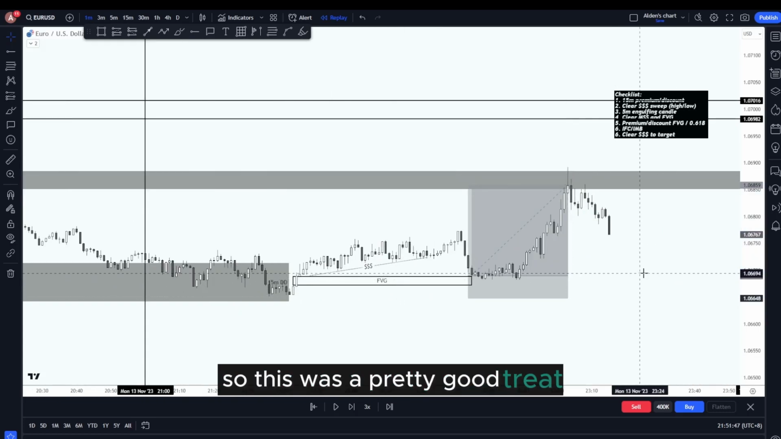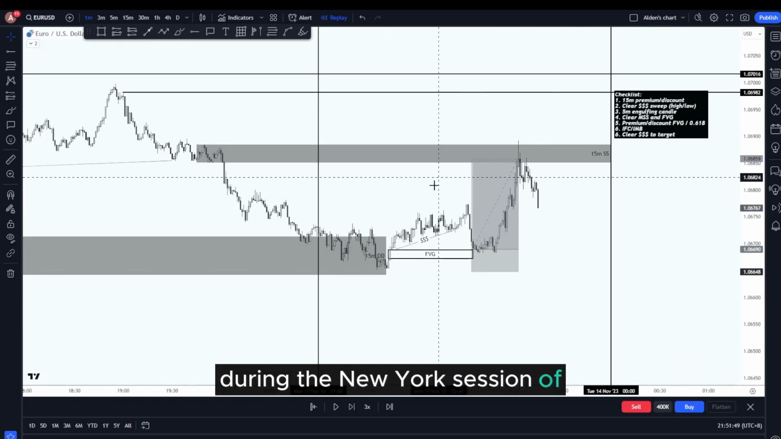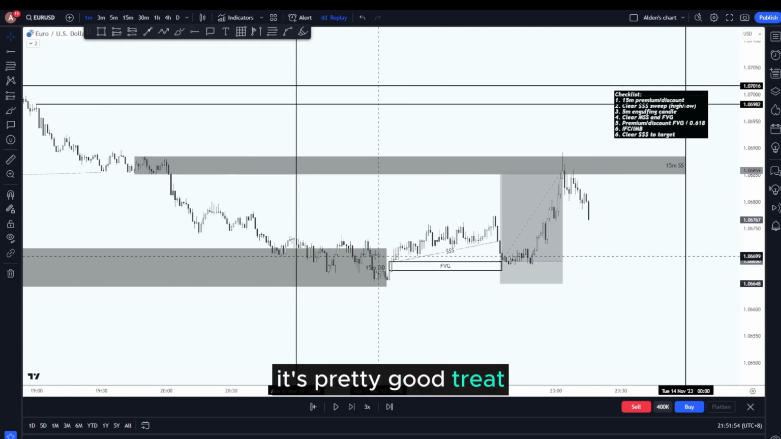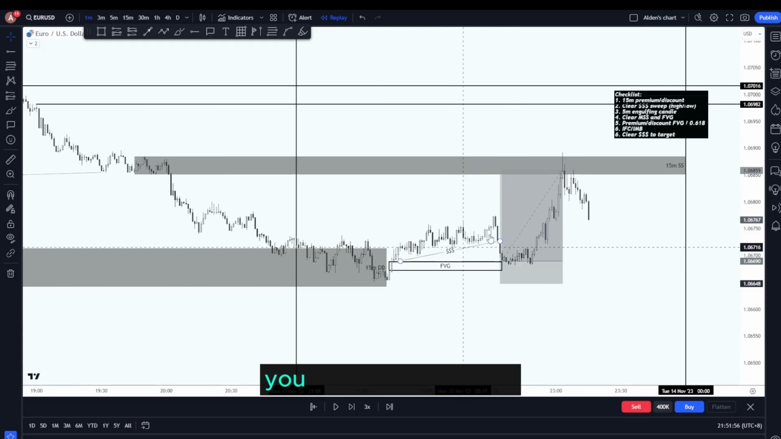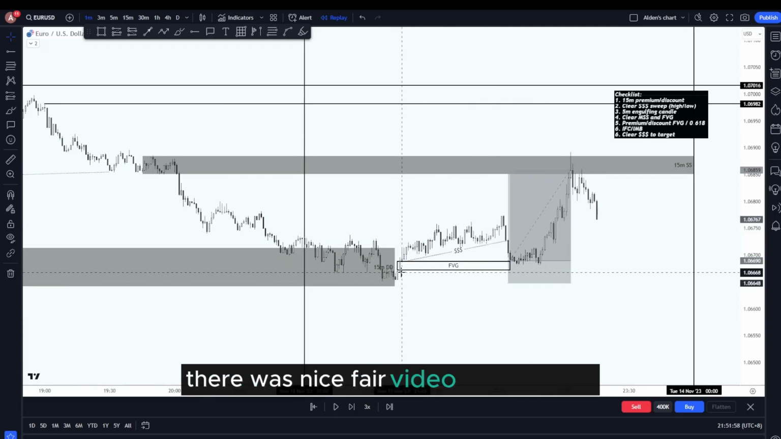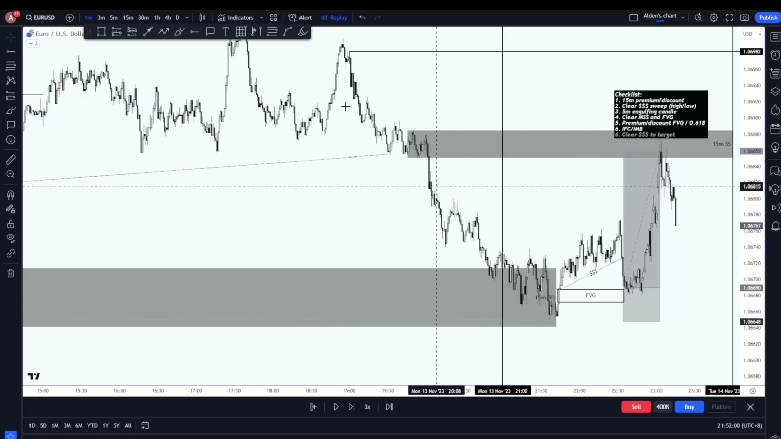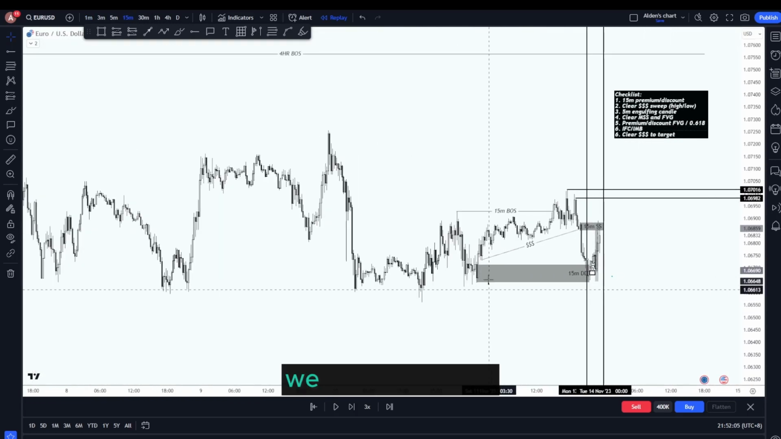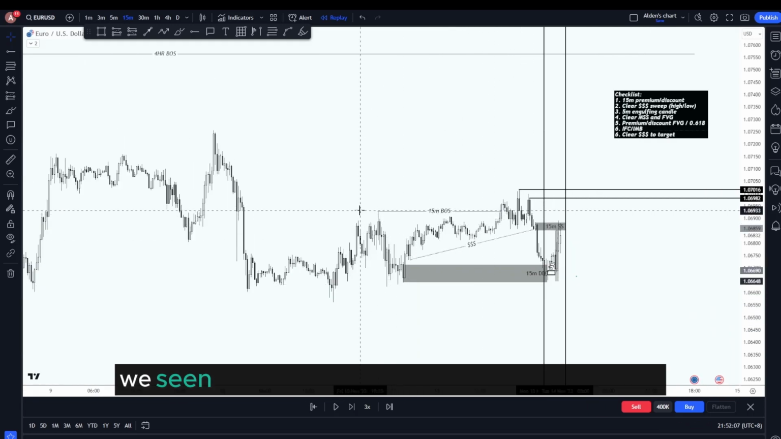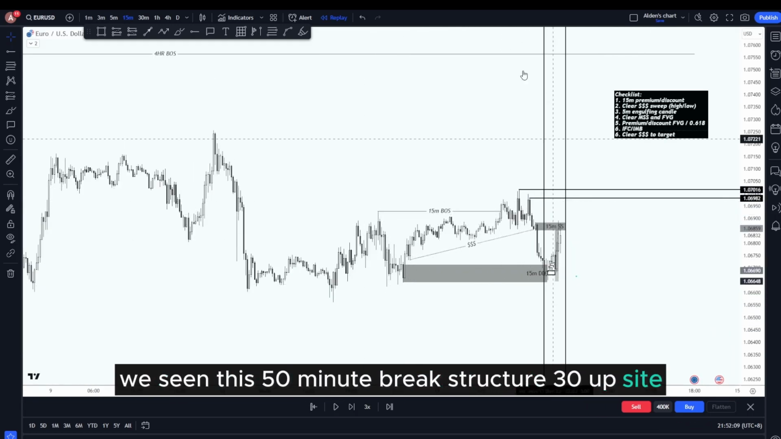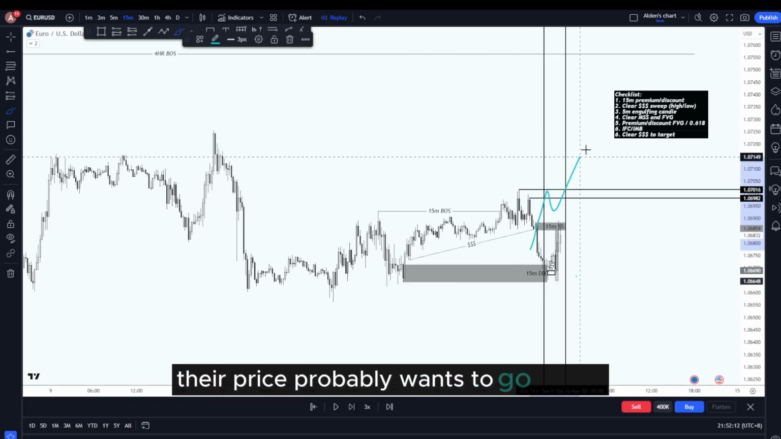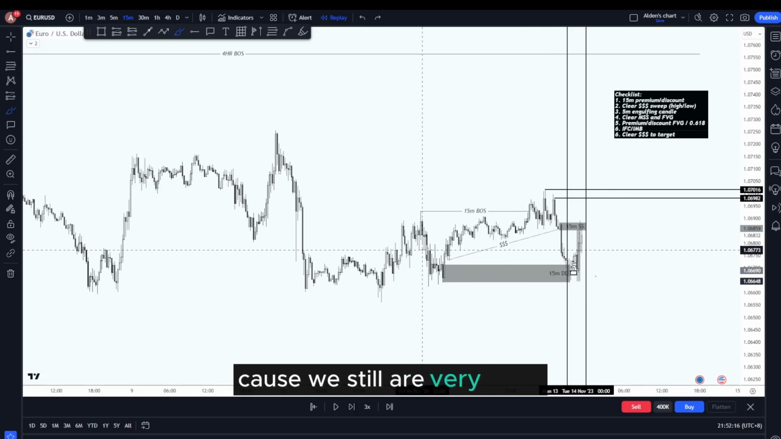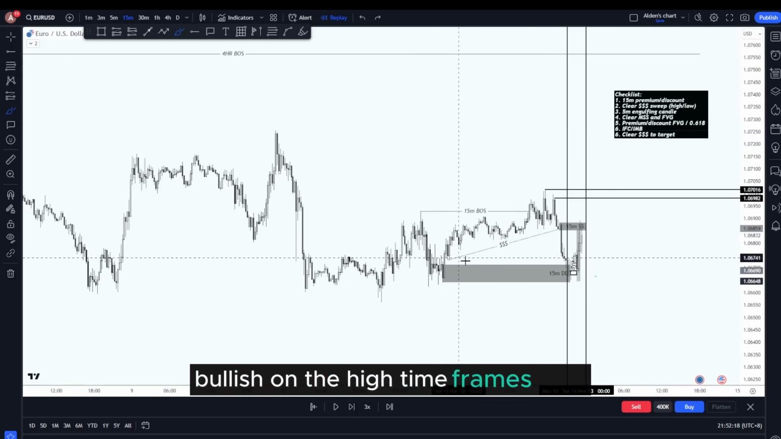So this was a pretty good trade during the New York session of Monday, right? So the criteria were there. It's a pretty good trade. There was liquidity for our entry. There was a nice fair value gap here for our entry as well. And if you look at the high time frames, like the 15-minute, it's pretty much the same thing. We expected this, we've seen this 15-minute break of structure to the upside, which tells me that price probably wants to go higher and probably take out this high, right? Because we still are bullish on the high time frames, right?